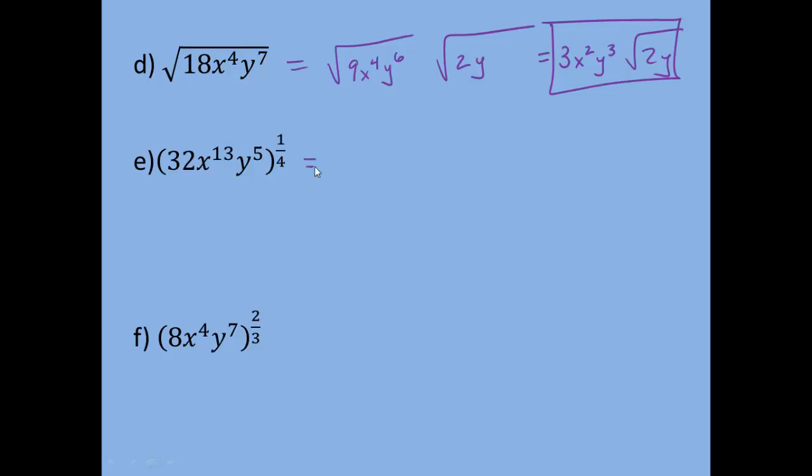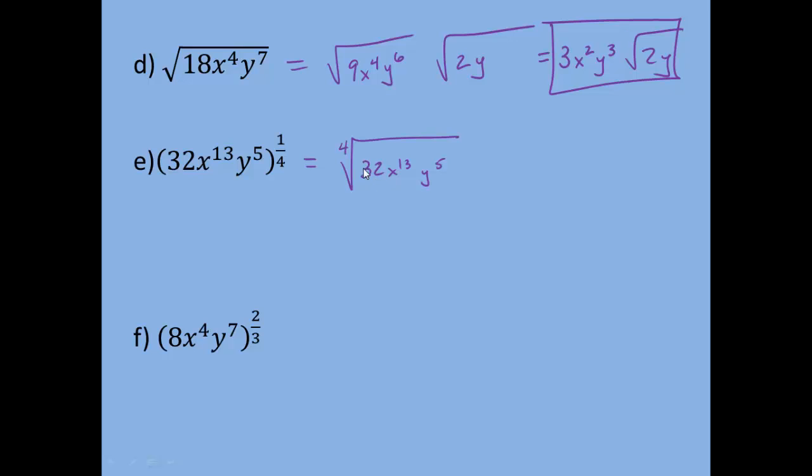For this next one, notice we've got 32x to the 13th, y to the 5th, raised to the 1/4 power, right? So 1/4 is the exponent. That really means to take the 4th root of it. So let's actually write that as a 4th root. This is the 4th root of 32x to the 13th, y to the 5th. And now we've got to check to see if these are perfect fourth powers inside.